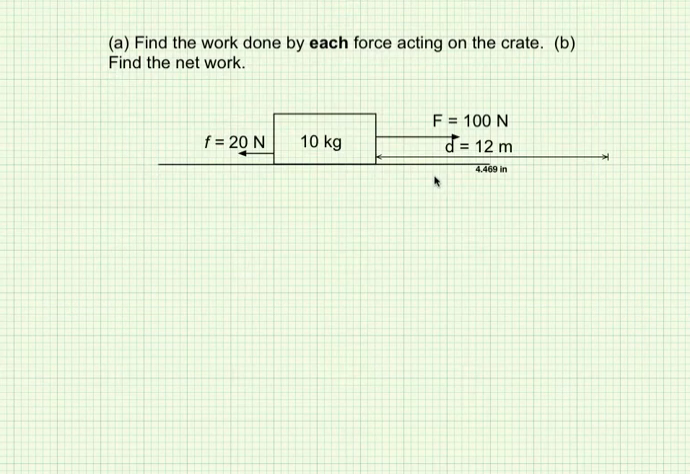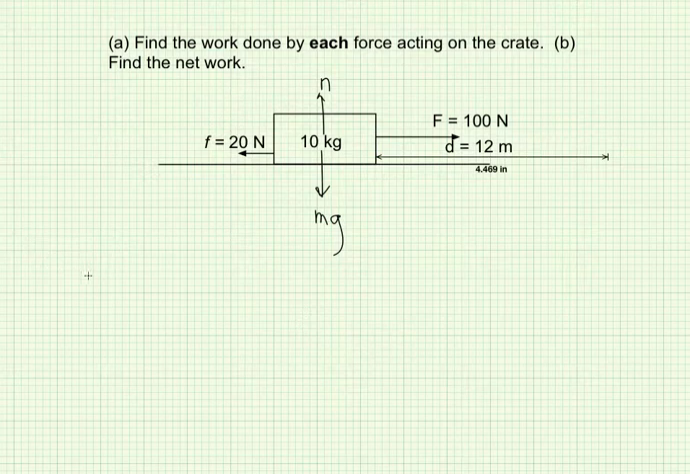Finally, let's take a look at this example. We have a crate that's being pulled to the right with a force of 100 newtons, and it's moving a distance of 12 meters. But this time we have a frictional force of 20 newtons acting on it. And our question is to find the work done by each force. As soon as you see that, make sure that you have all of the forces acting on the crate. My force diagram is not complete. So in addition to needing the applied force and the frictional force, I need to remember to include mg and the normal. Now I have a completed force diagram.